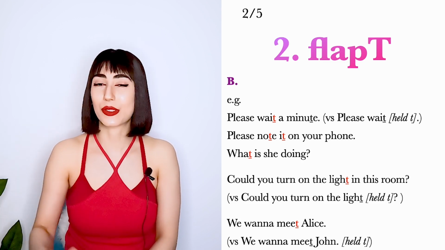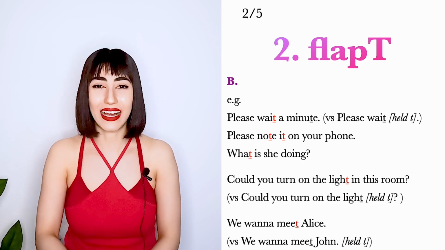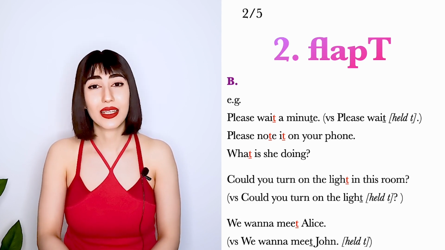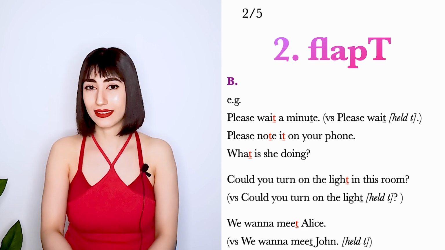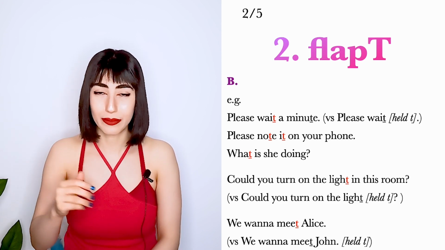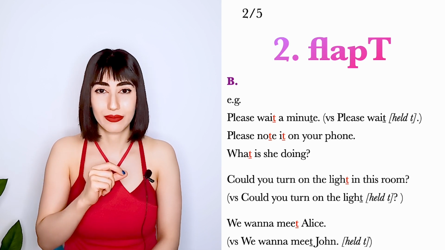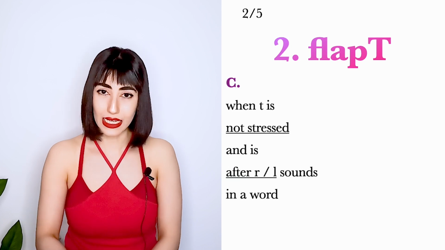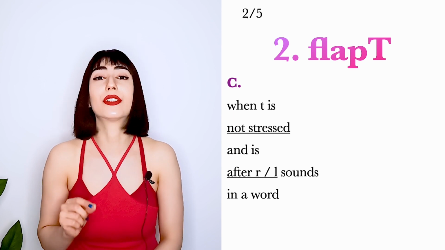Light in this room. We wanna meet Alice. Meet Alice. We wanna meet Alice. Compared to this one, we wanna meet John. We wanna meet John. Held T, because of J, consonant. But in the first one, Alice, A, vowel. Meet Alice, meet John.